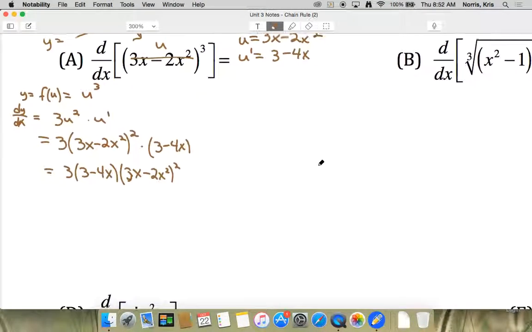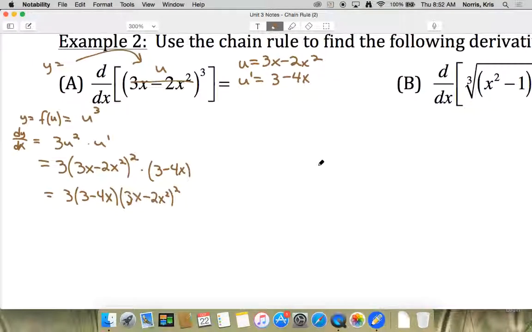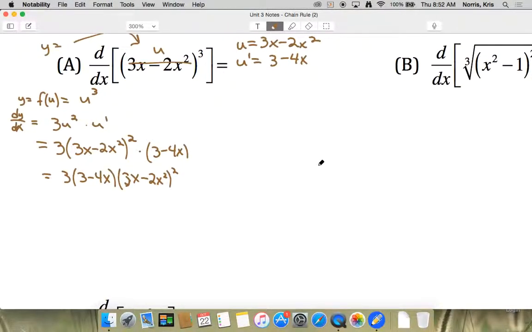You just put that one in front? I'm sorry, but I really don't understand the 3u squared. What's the derivative of u cubed? 3u squared. Okay, thanks. And then times u prime, because we're not taking it with respect to u, we're taking it with respect to x.